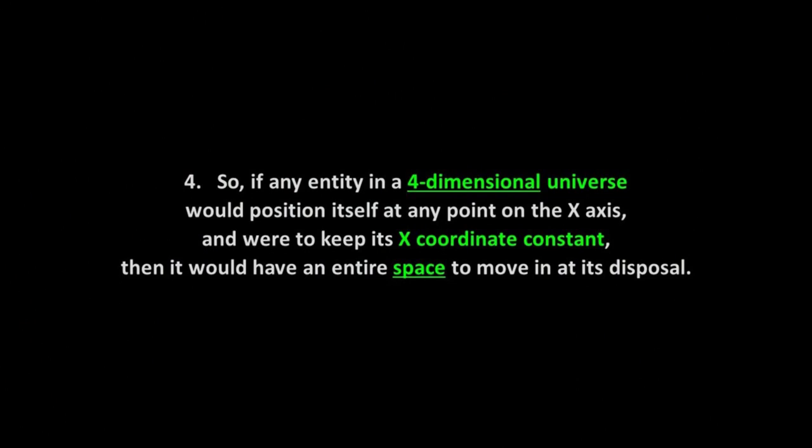Now you ask yourself, where are you heading with this? Why must the x value stay the same? You'll see just now. There's method in the madness. So, if any entity in a four-dimensional universe would position itself at any point on the x-axis and were to keep its x-coordinate constant, then it would have an entire space to move in at its disposal. Do you agree? We are working in four dimensions now. If you keep your x value constant, you have an entire space, three dimensions, to move in.